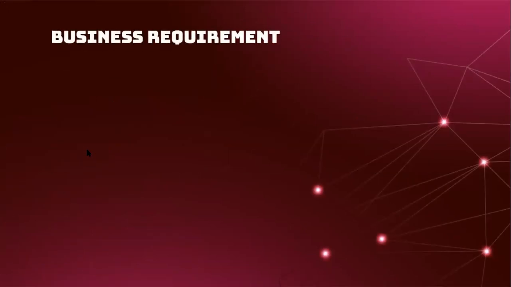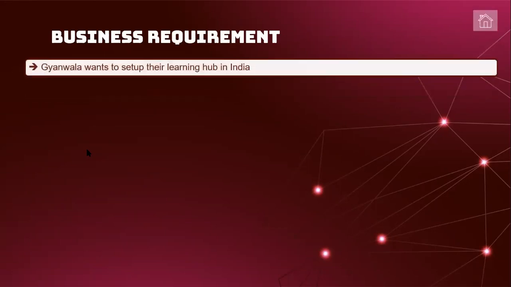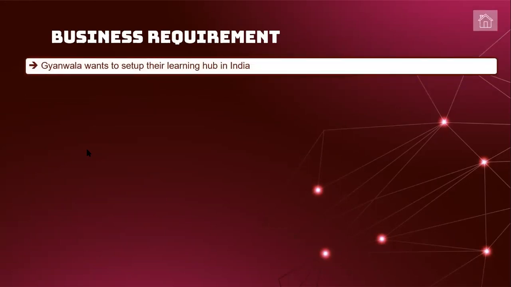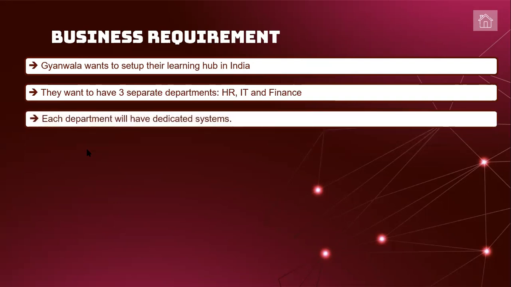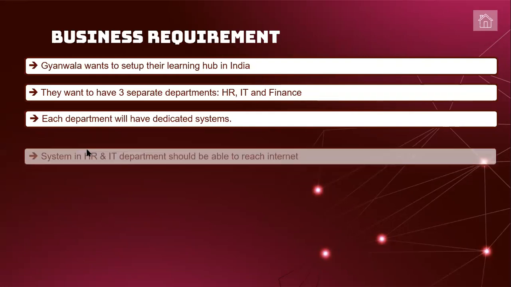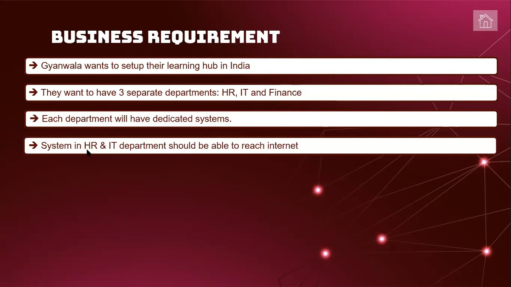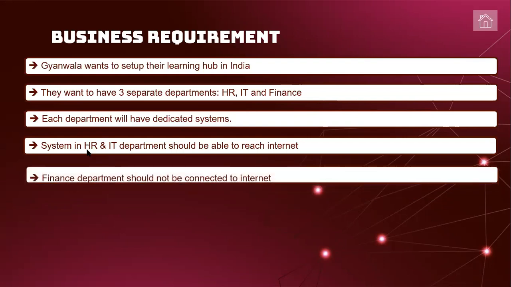Let us first go through the business requirement. There is a company called Gyanwala, and they want to set up their new learning hub in India. The founder wants 3 separate departments: HR, IT, and finance. And he has a requirement that each department will be having separate systems, whether it is PC or servers. And the departments like HR and IT should be able to connect to the internet. And the finance department should not be connected to the internet. So this is our business requirement.